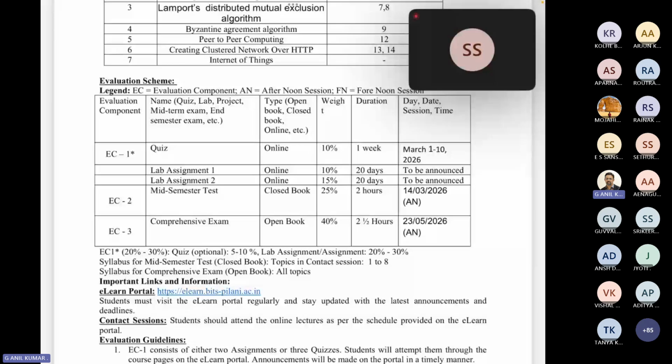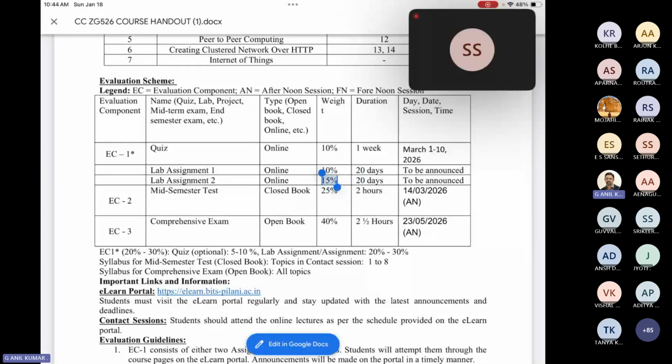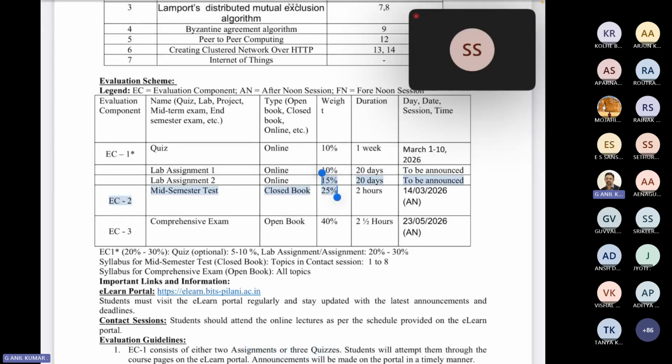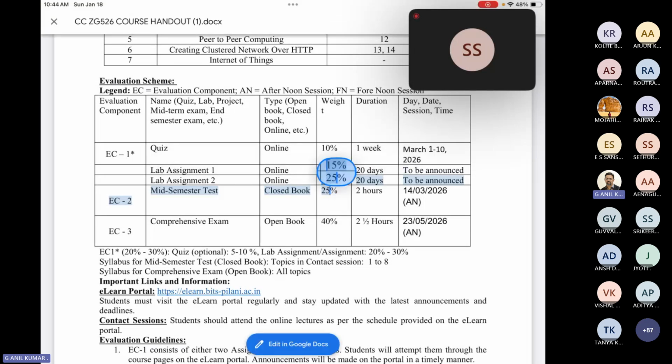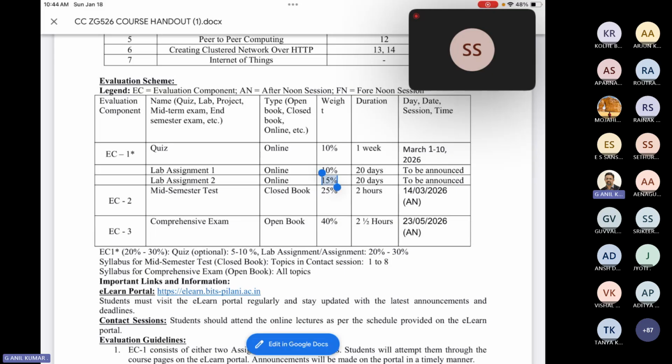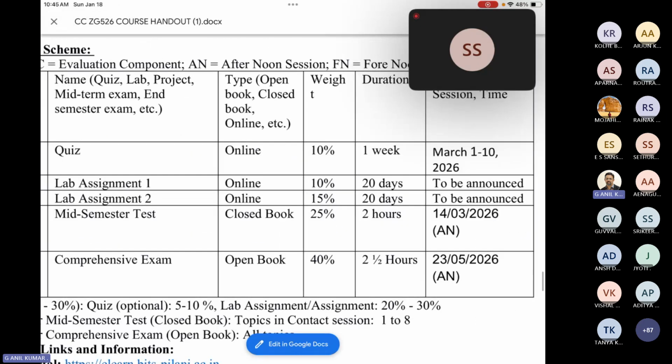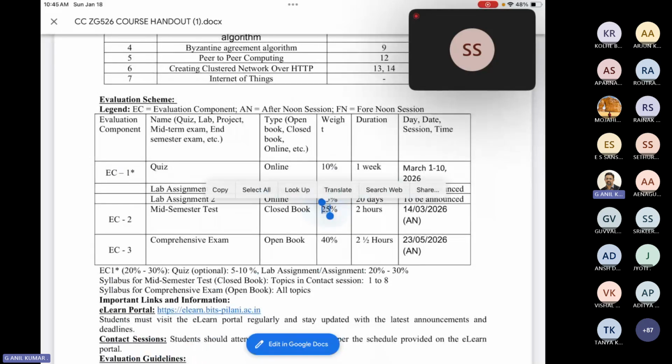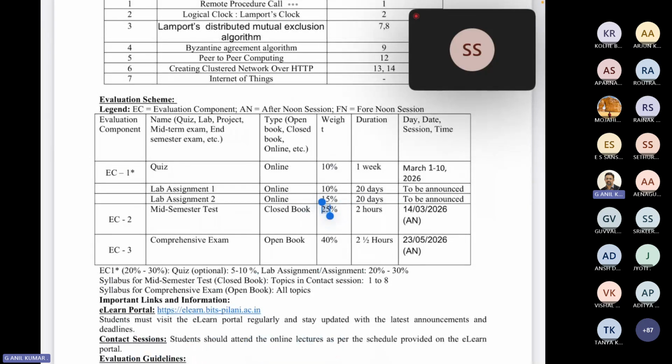There's a small correction here, guys. You can see lab assignment 2 is shown as 15% weightage, but that is also for 10% only. These contents need to be corrected, and you'll get an updated handout. As of now, it's only 10%. So your entire EC1 component is for 30 marks: 10 for quizzes, 10 for lab assignment 1, and another 10 for lab assignment 2. The EC2 component, the mid-semester examination, is for 30%. It's not 25%, as you can see here. It would be 30. Sorry, this is the correction that I was speaking about.